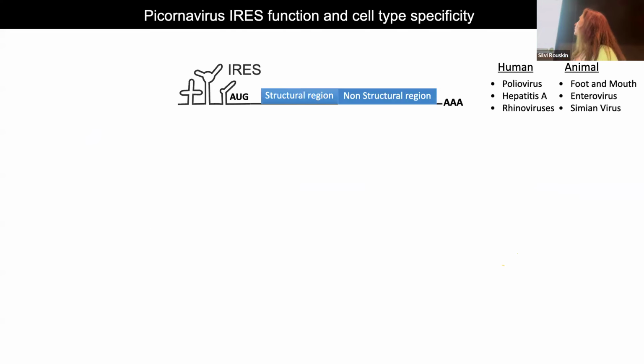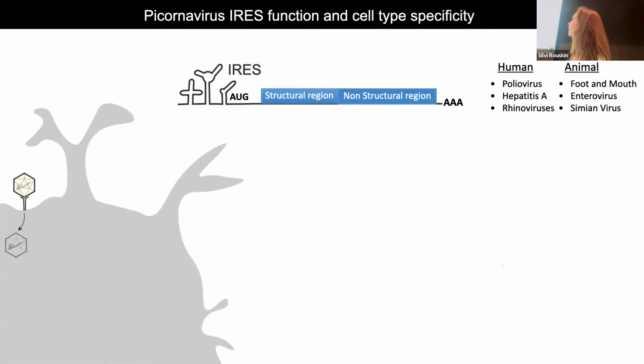So we specifically focus on picornaviruses because it's the biggest family that has IRESs, and this is the whole genome. It's only 10 kb, and it's all one open reading frame. It's kind of cool. And one AUG, and it's absolutely controlled by this one IRES. And just some examples: they infect humans, they infect animals. I'm going to tell you a little bit more about them later.